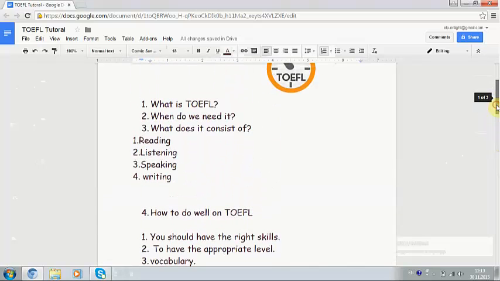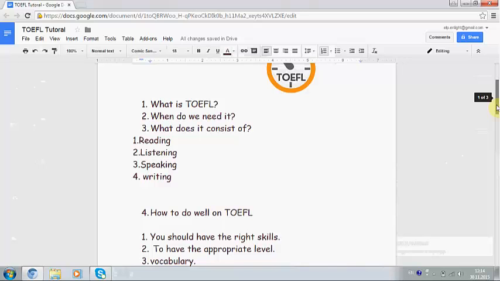Okay, so we broke down 4 questions, like what is TOEFL? We know it is a test that checks your ability of using and speaking and listening and writing in English, not only day-to-day but also academic English. Okay, so when do we need it? We need it for taking the master's or PhD degree in your own country, and going abroad and doing a degree abroad. You might be required to take this test.